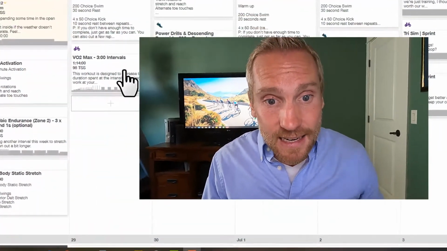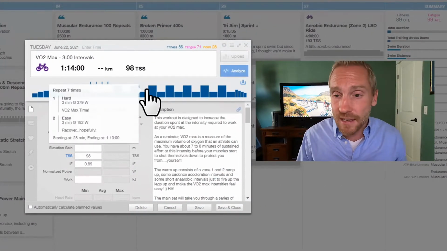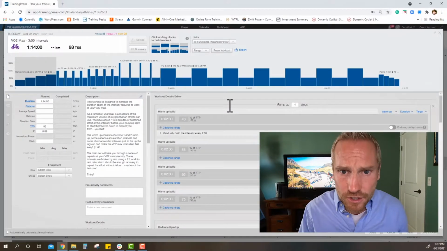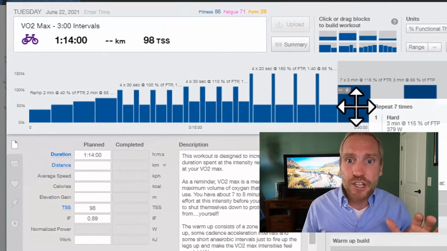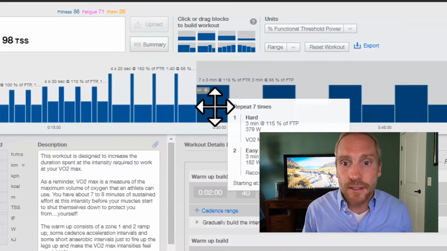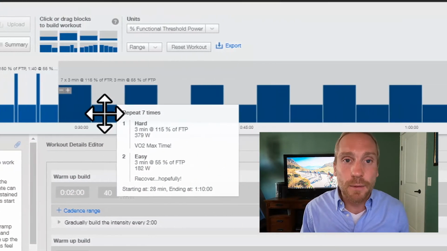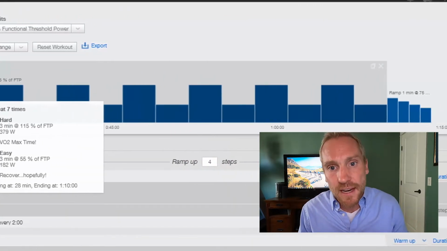So I'm going to dig into this VO2 max 3-minute interval workout. It's a simple example of an interval structure and a nice visual representation of intensity zones. So you can see that the higher bars, those are going to be the higher intensities. The lower bars are the lower intensities. Typically, the higher bars are the work intervals and the lower bars are the rest intervals.